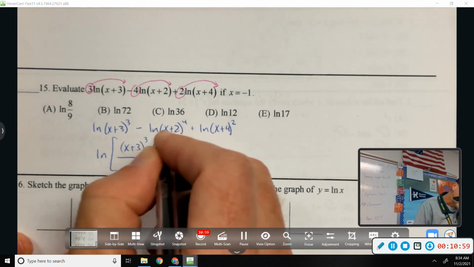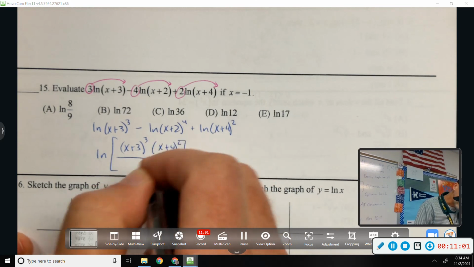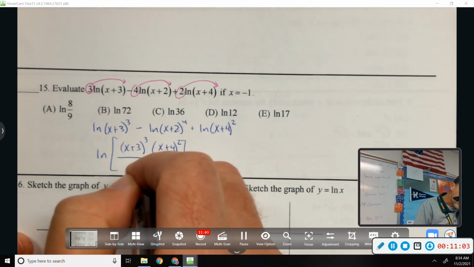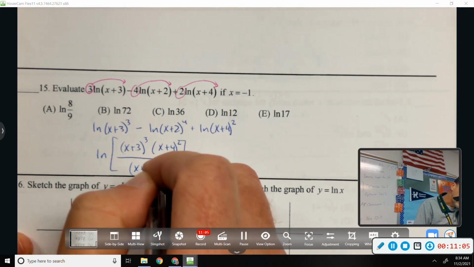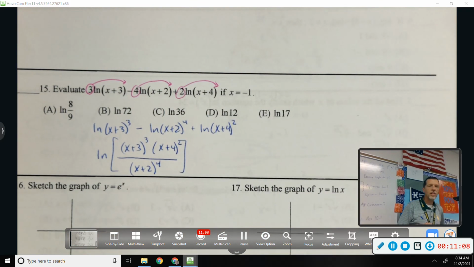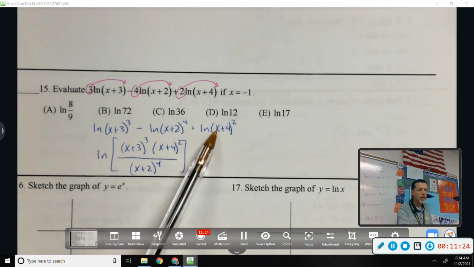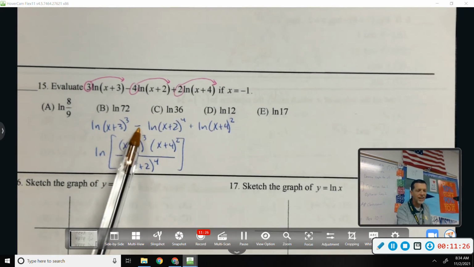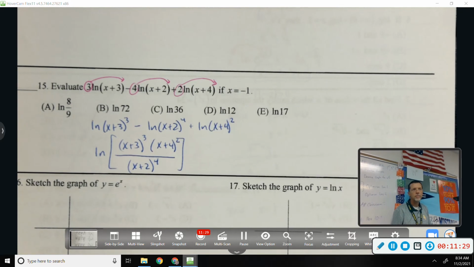And then subtraction is going to lead to division inside the log. So x plus 2 to the 4th on the inside. So you can just combine all of those in one step. There are multiple ways to get there, with multiple steps, but why bother? Anything that's positive is going to be multiplied. Anything that's negative is going to be divided.